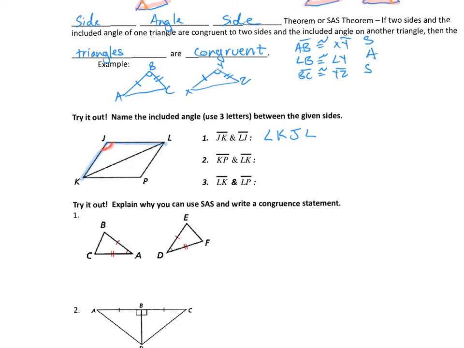Okay. Go on trying some other sides here. KP, I'll highlight that there, and LK is right there. The angle that's in between them is angle LKP. I'll just mark that here. Angle LKP.